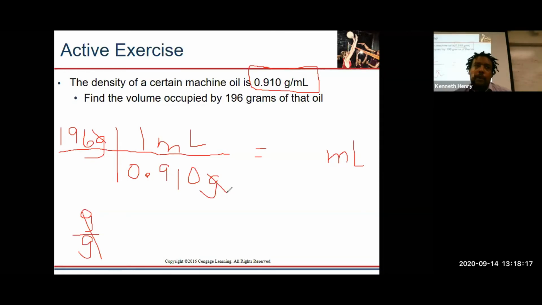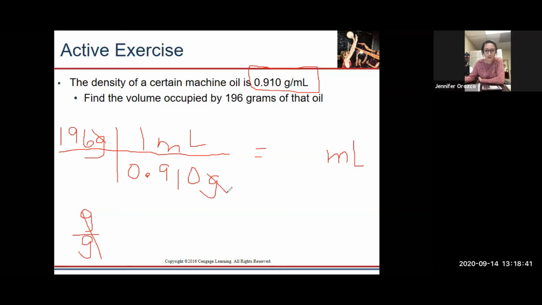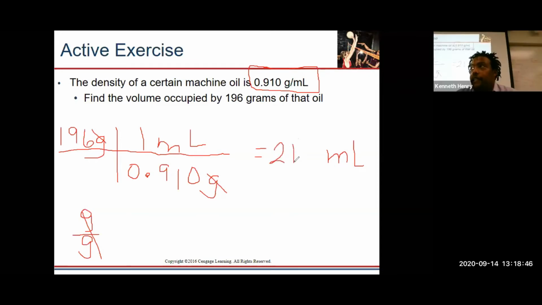And so all of these problems, essentially, all you want to do is use dimensional analysis, right? I mean, of course you want to think about it, but the goal is, hey, this is what I'm given. This is what I want. So always break it down to given and what you want, okay? So what do you guys get? 215 milliliters. How many sig figs? Three. Okay. I have a question. You got a question?